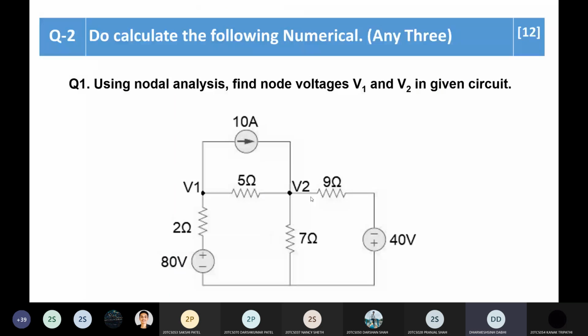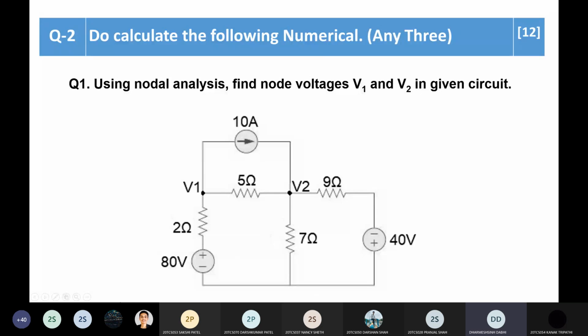Okay. Next is calculate the numericals. Using nodal analysis, find the voltage V1 and V2 in the given circuit. All of you calculate this. Everyone has to calculate, please. Even if you calculated it in the exam, you may have it written. Again, derive the value of V1 and V2. Again, find out V1 and V2. Give me the answer, V1 and V2. All of you calculate now. Even if you solved it in the exam yesterday, still write the answer right now.